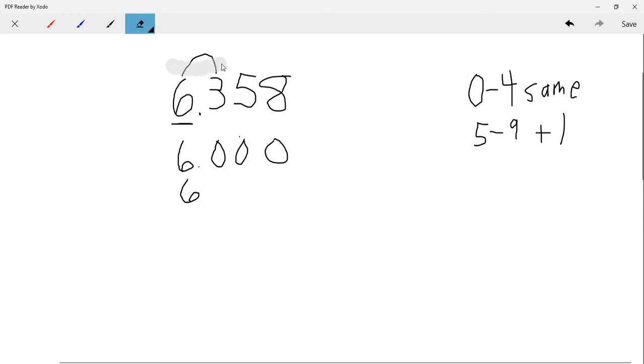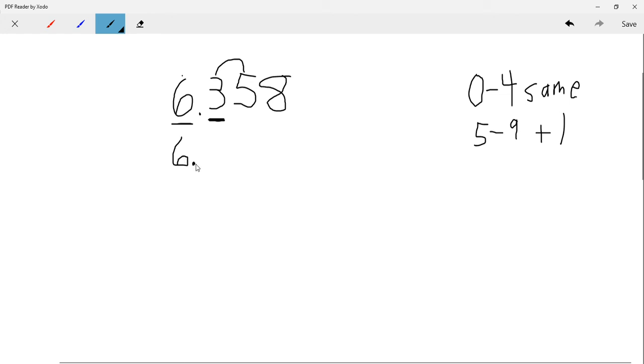Okay? So now, let's round to the tenths. So the 3 is in the tenths, so I'm going to underline the 3 in the tenths. Then I'm going to hop 1 over to the right, to the hundredths. Okay? And it is a 5, so 5 through 9, we're going to add 1. So then any number to the left of where you're rounding doesn't change. This still stays the 6. Okay? And then the decimal stays obviously in the same place.